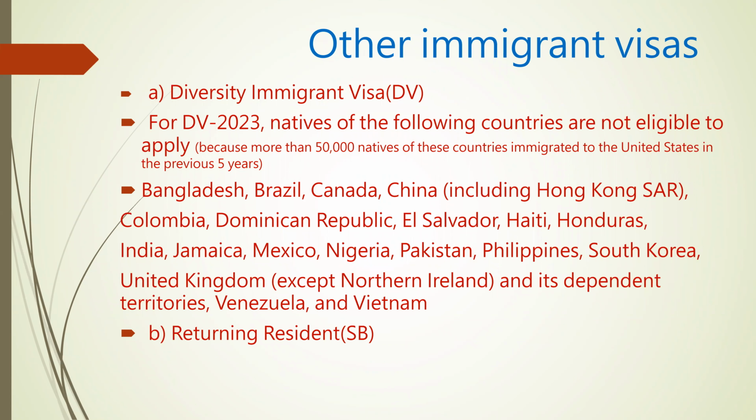And the last one in immigrant visas is the returning resident. So someone who had a green card in the US, and for some reason they went to India and stayed there for 1 or 2 years, a long time, and they want to come back. So it is a returning resident visa.